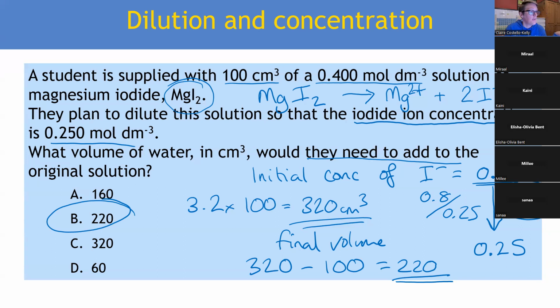So 320, answer C, is obviously the answer you could have got where you really paid attention to the iodide, but you forgot about the fact that it's volume added. 160 is where you did 2 mistakes. You forgot about the iodide being different to magnesium, and then you also forgot about it being volume added. And 60 was you decided the final volume was 160, and then you took 100 away, and so on. So all of those answers could seem like they were really feasible. And that's how they get you with multiple choice questions, is the feasible answers.